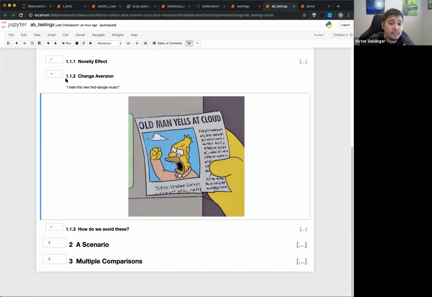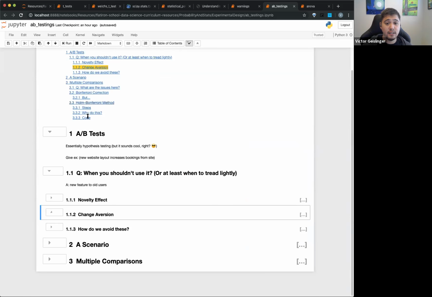How can you avoid this? Any ideas? Because these are real effects that can happen, right? So how do you avoid this when you're doing your A/B testing? You introduce something new, and you have to consider the novelty effect and change of version. Any ideas?